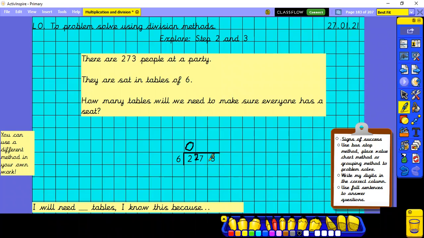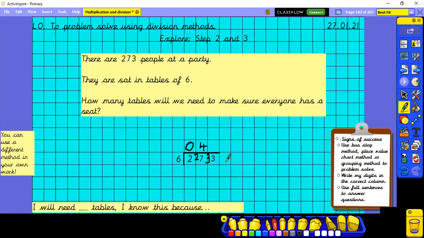So my 7 becomes 27. And now I need to think, how many times does 6 go into 27? Well, I know that 27 isn't in the 6 times tables, but I know that 24 is. So if I have a little think, 6 times 4 is 24. So I'm going to put a 4 here, but I'm going to have 3 left over because 24 add 3 is 27.